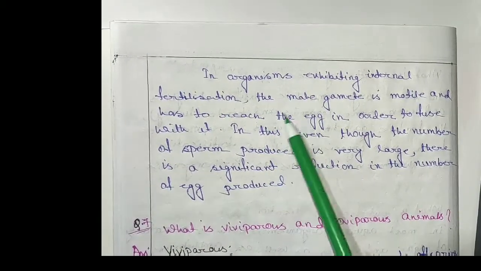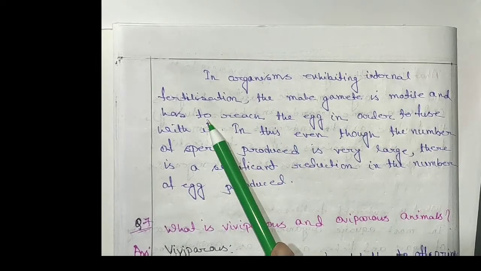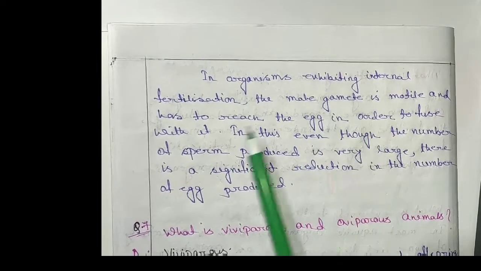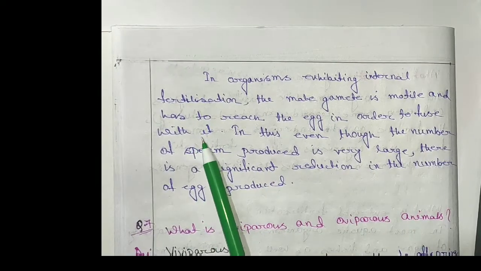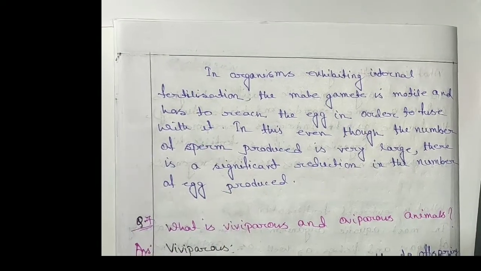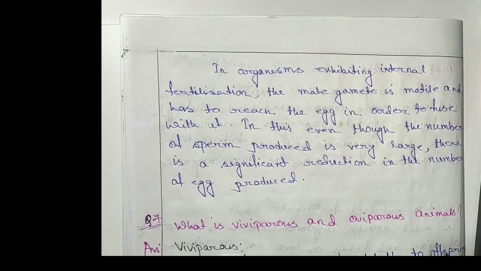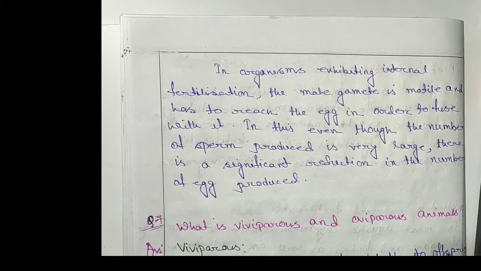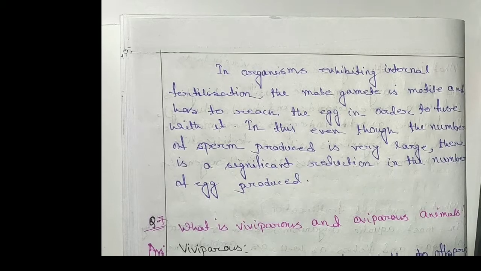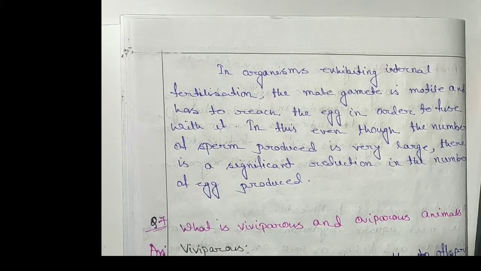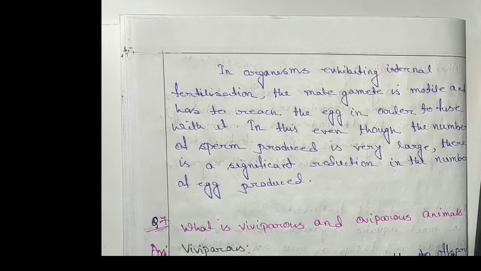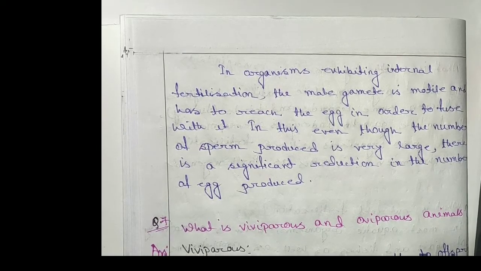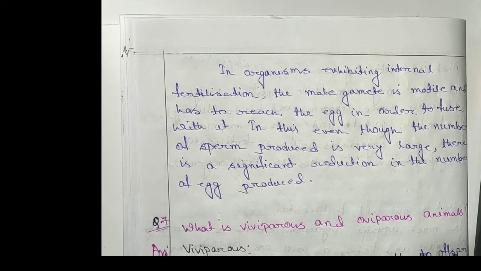In organisms exhibiting internal fertilization, the male gamete is motile and has to reach the egg in order to fuse with it. As this fertilization occurs inside the body, the male gamete is motile, that means it can move toward the female gamete, and the female gamete is stationary. That means it cannot move. It remains inside the body of the female.